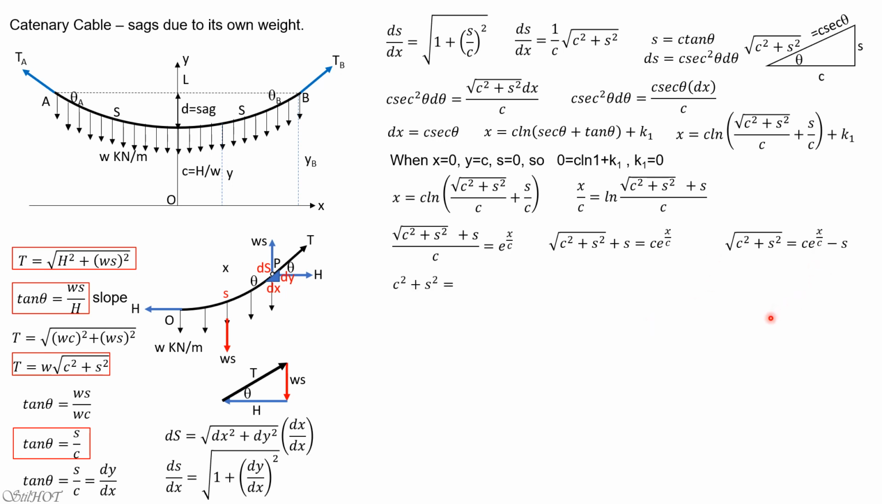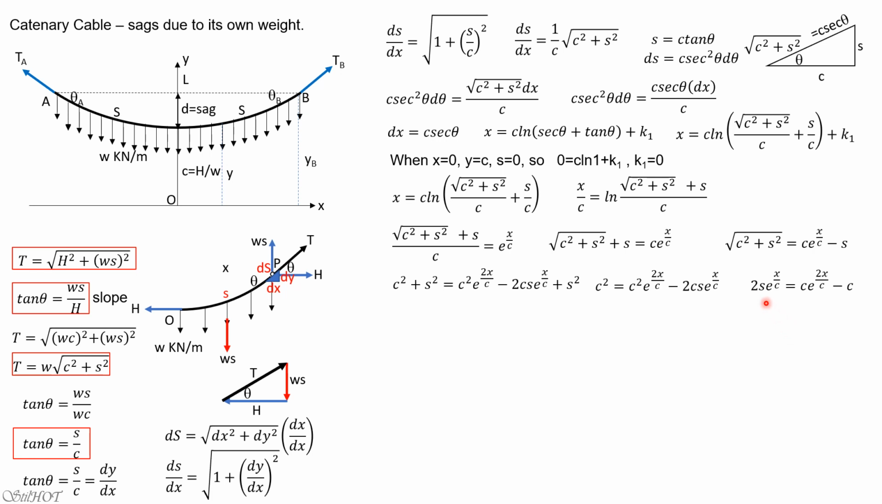Square both sides. So we have c squared plus s squared equals c squared e to the 2x over c minus 2cs e to the x over c plus s squared. So we can cancel out s squared. So write it as c squared equals c squared e to the 2x over c minus 2cs e to the x over c. Transpose this negative 2cs e to the x over c, but before that, divide everything by c, and transpose also c squared to the right. So we have 2s e to the x over c equals c e to the 2x over c minus c after we divide everything by c and simplify.